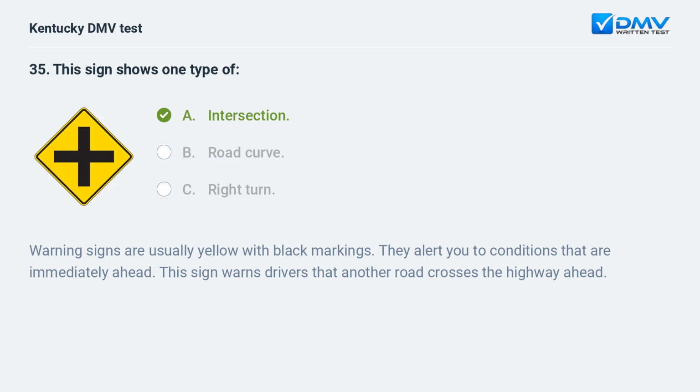Warning signs are usually yellow with black markings. They alert you to conditions that are immediately ahead. This sign warns drivers that another road crosses the highway ahead.